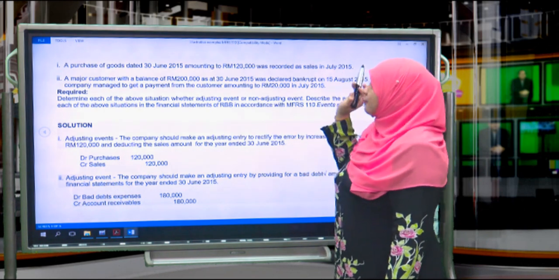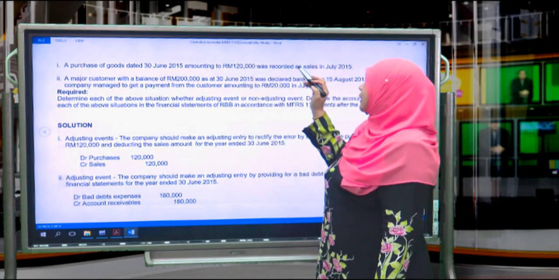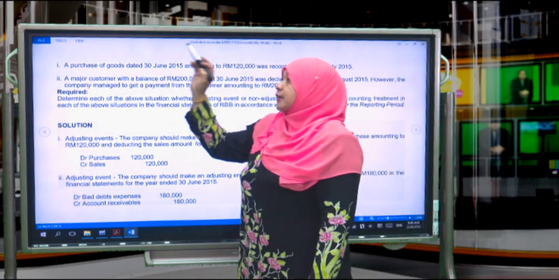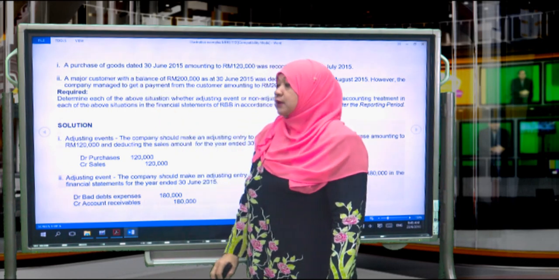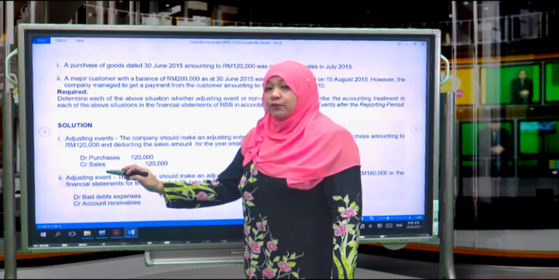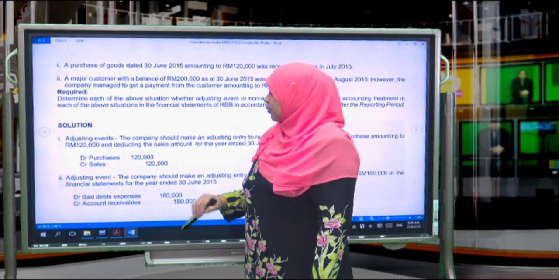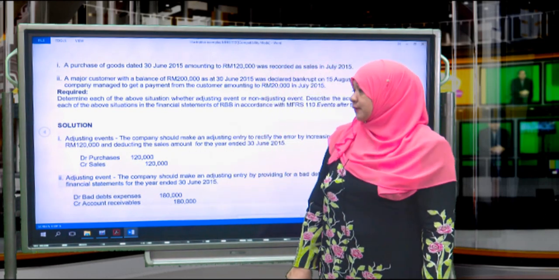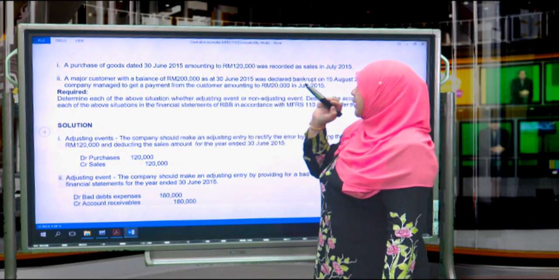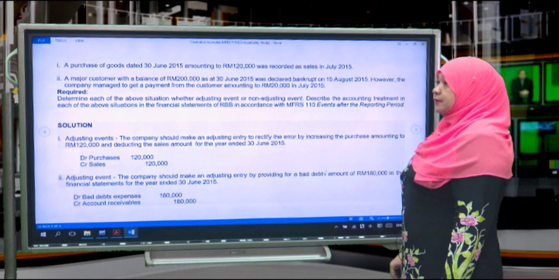So, what we need to do is rectify this error by taking out the amount of 120,000 that has been charged as sales, and then creating an account to record the purchase of the goods. So, we debit purchase 120,000, and we credit sales 120,000. Okay. A major customer with a balance of 200,000 as at 30th June 2015 was declared bankrupt on 15 August 2015.